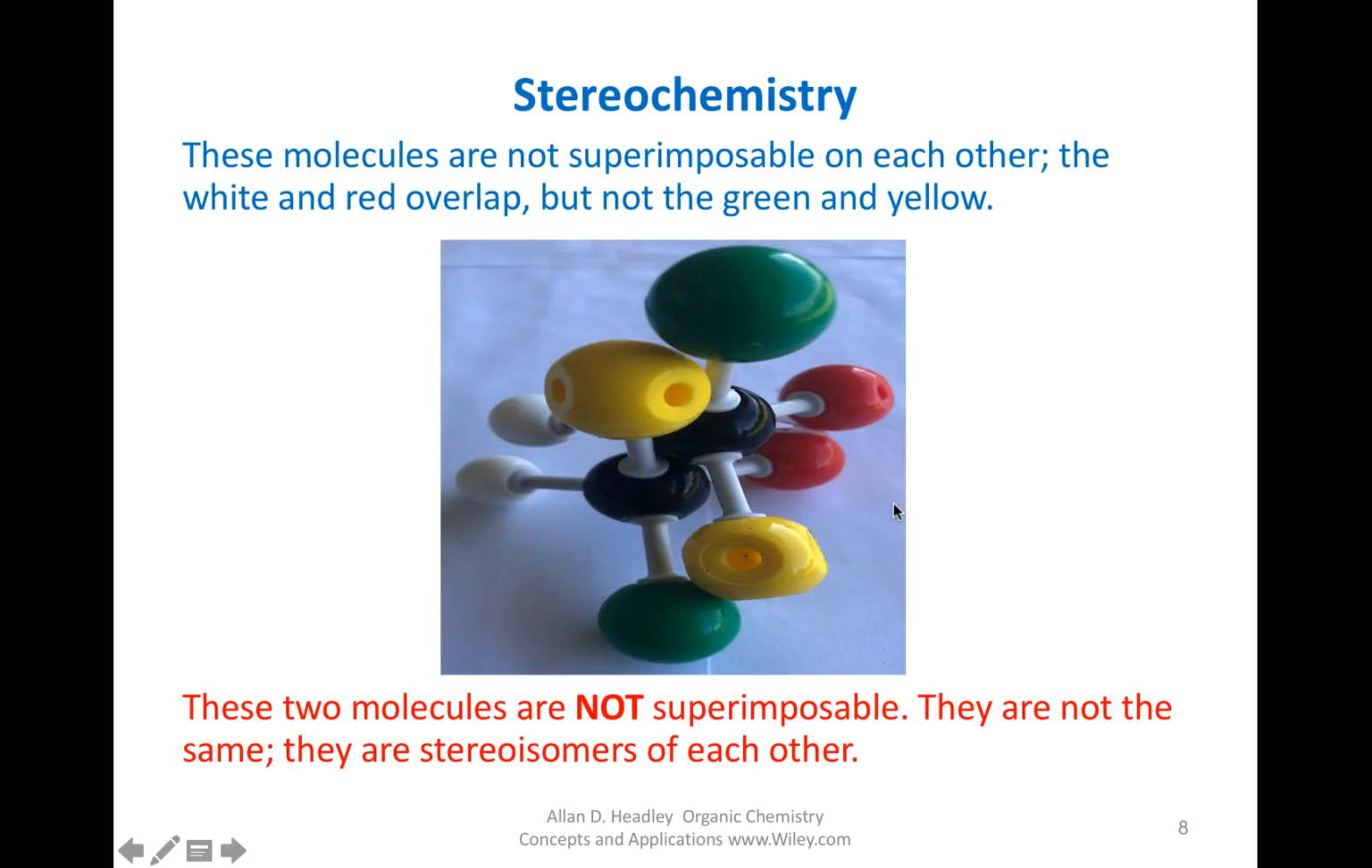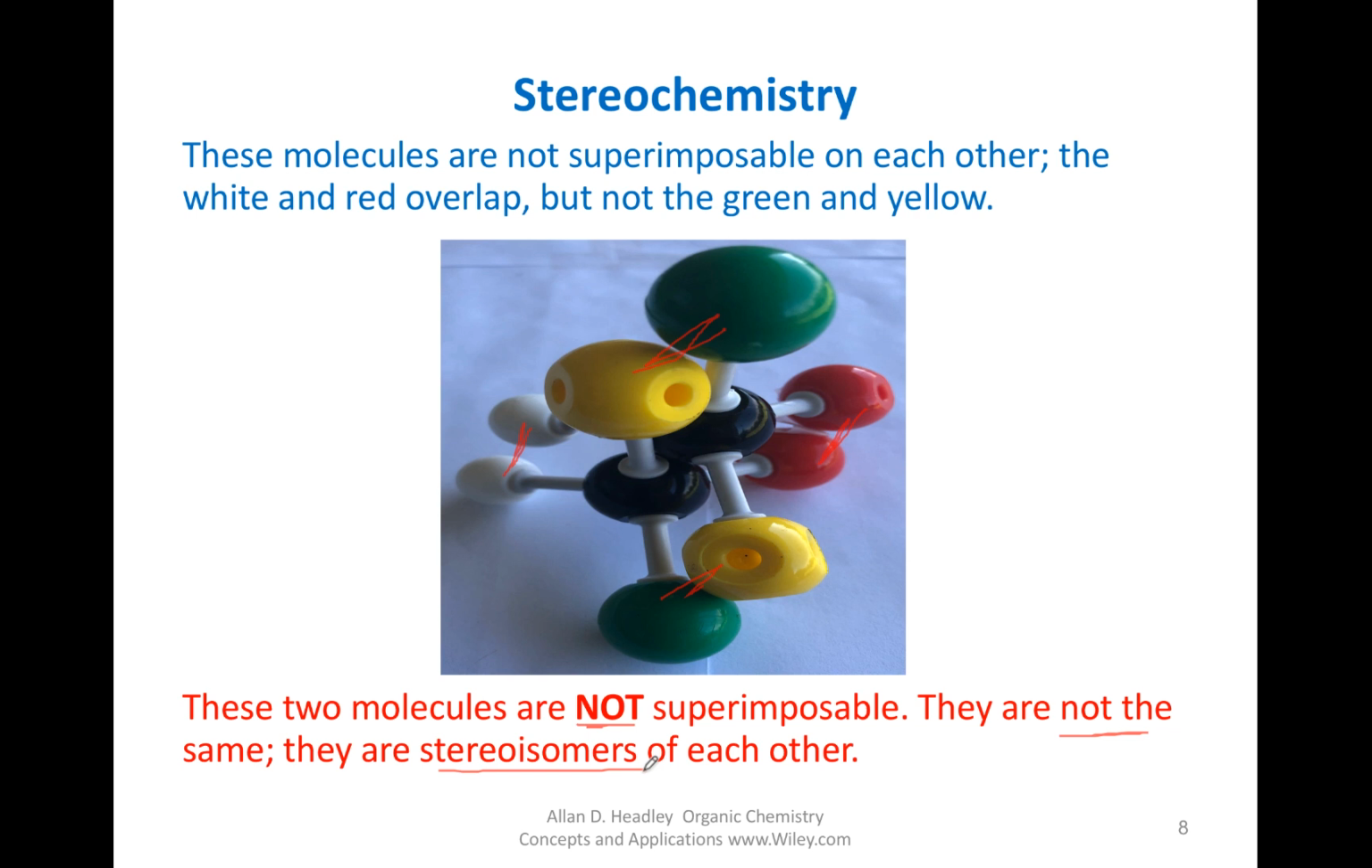They are in fact different stereoisomers. So let's see. What we have here is a very cumbersome looking way of describing it, but as you can see here, the white overlap, the red overlap, but the green and yellow do not overlap. I encourage you to build these two molecules and try doing that using your model set. Since they do not overlap or they are not superimposable, they are not the same. They are stereoisomers of each other, different stereoisomers.